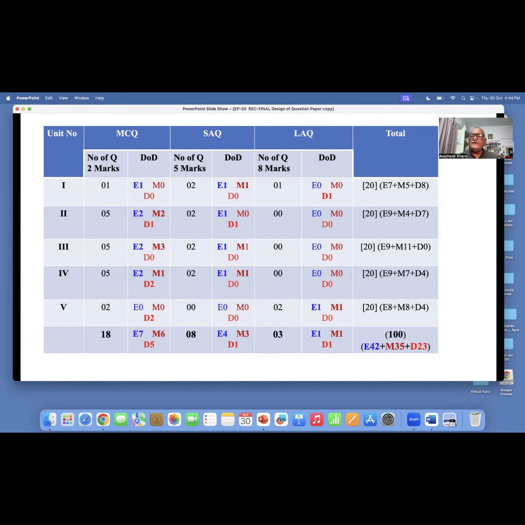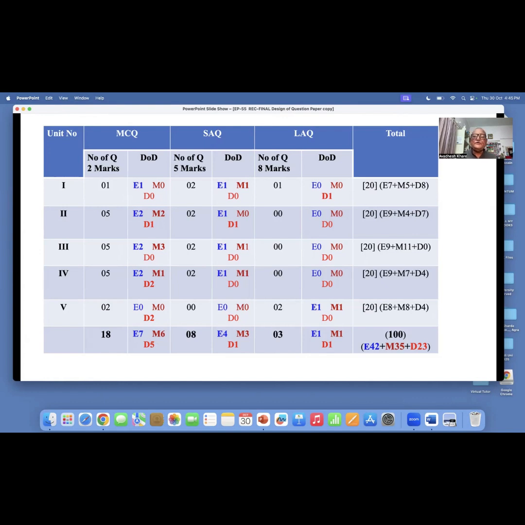The second, M5, stands for a moderate question of 5 marks. So we have only one moderate question in unit 1, which is in the SAQ category, and it is of 5 marks. And the third, D8, indicates that we are giving a difficult question of 8 marks, one difficult question of 8 marks. So 7 marks easy, 5 marks moderate, and 8 marks difficult.